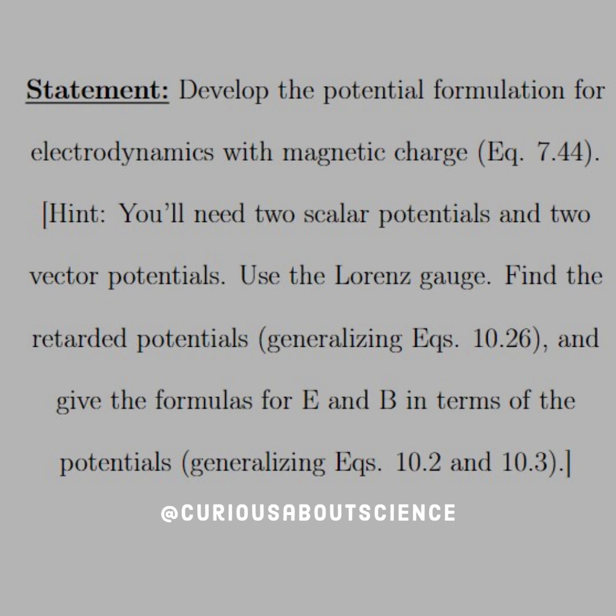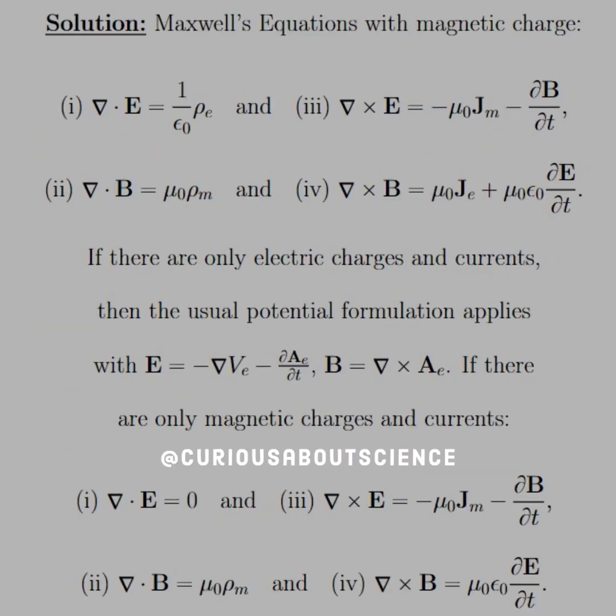Okay, use the Lorentz gauge and find the retarded potentials generalizing equations 10.26 and give the formulas for E and B in terms of the potentials. Okay, so generalizing 10.2 and 3. Again, we've seen what Maxwell's equations are with the magnetic charge. We just have to put the ρm term in and the JE term in, or JM term in. So we list them there.